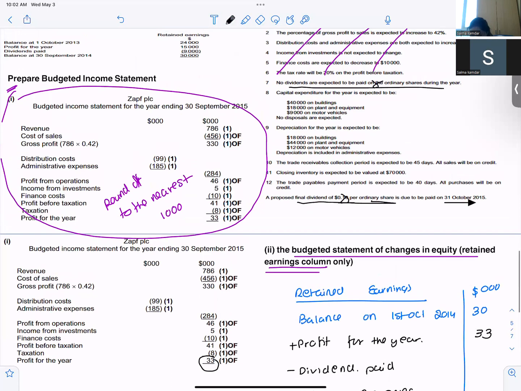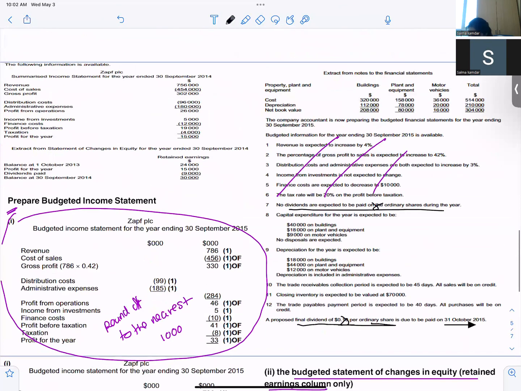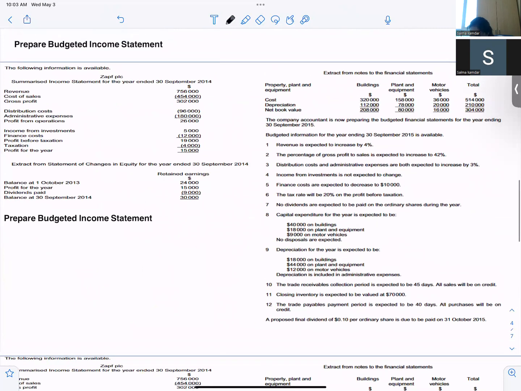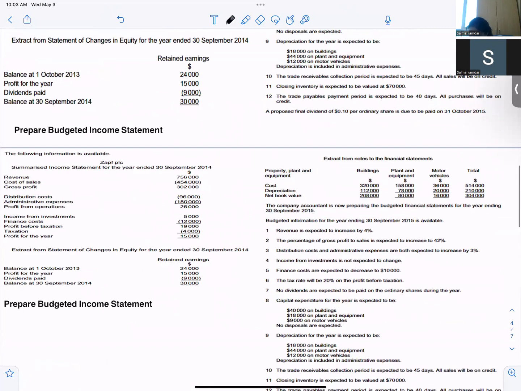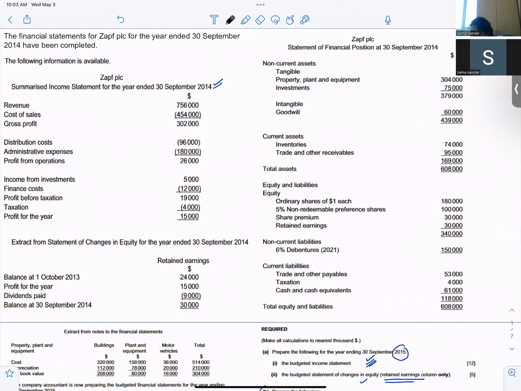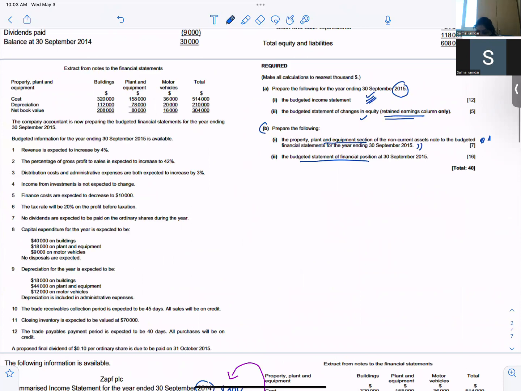See if there is any preference dividend. Do you have any preference shares? Look at the question. There is 5% non-redeemable preference shares. And preference shares are always supposed to be given dividend, whether it is mentioned or not, at a fixed rate. So 5% preference share dividend will become 5,000. So you will pay this dividend out of the retained earnings.